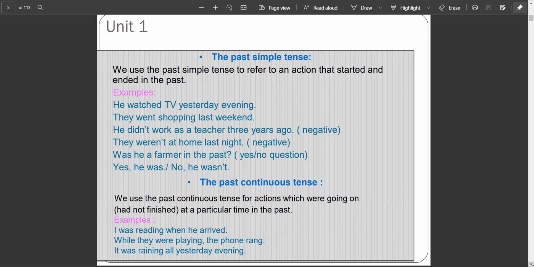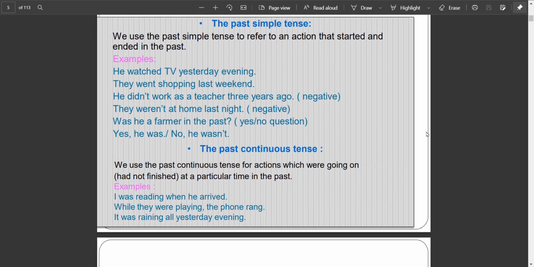Right? Now let's come to the past continuous tense. الماضي المستمر. We use the past continuous tense نستخدم الماضي المستمر for actions الأفعال which were doing اللي كانت مستمرة ولم تنتهي at a particular time in the past في وقت محدد في الماضي. I was reading when he arrived. I was reading. هذا طبعا ماضي مستمر when he arrived. Right? While they were playing the phone rang. It was raining all yesterday evening.